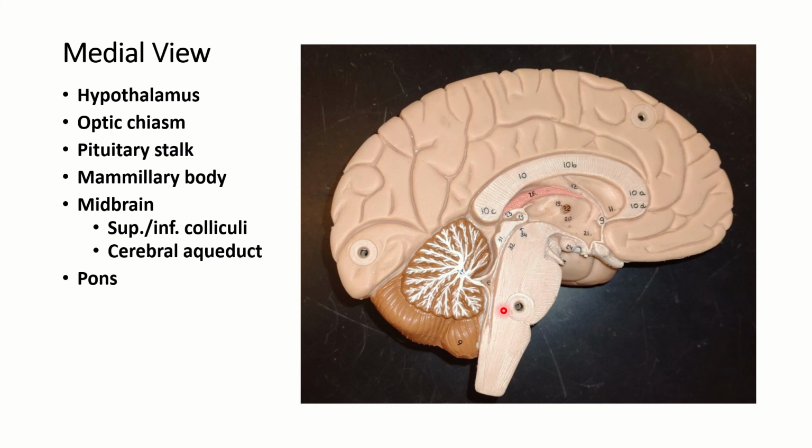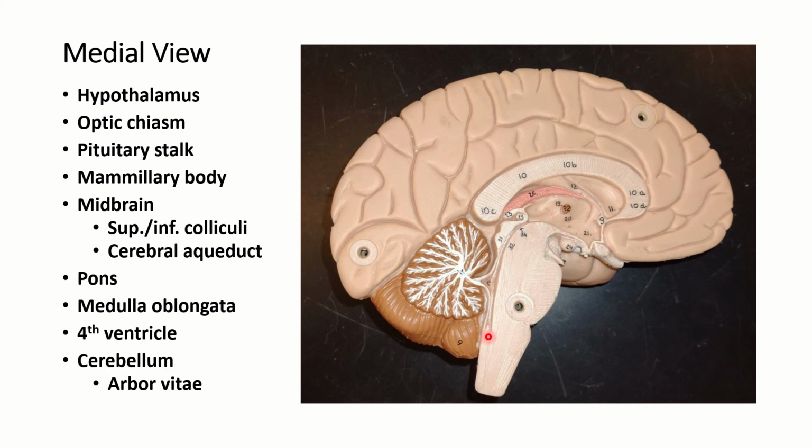This area that you see is the pons. And this is the medulla oblongata. This is the fourth ventricle. The fourth ventricle continues all the way down to the spinal cord, and that becomes the central canal. So inside the spinal cord, it's called the central canal. And again, that contains CSF.